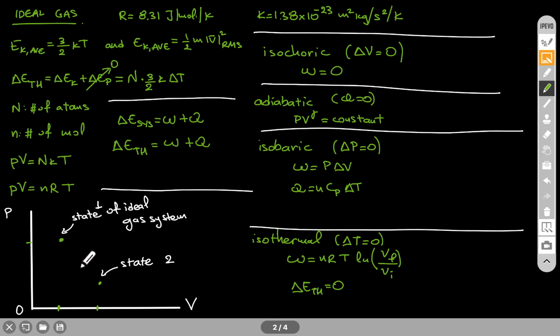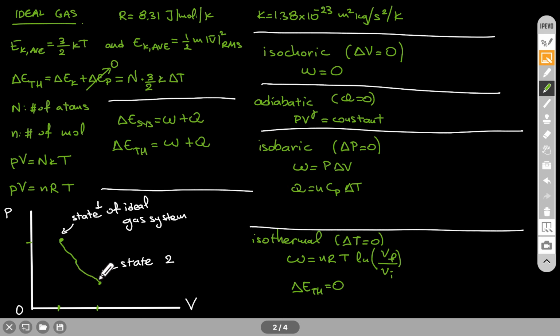And if you have two dots, one dot here and one dot there, this means that you have two different states of your system. So here your system has one pressure, one volume. Here your system has a different volume and a different pressure. It's still the same system. We're still talking about the same atoms, the same ideal gas, but it's in a different state. By a process, I mean the way with which your system goes.